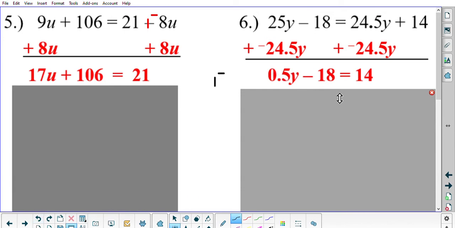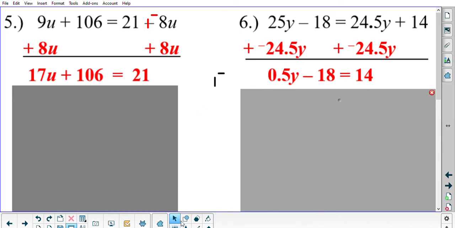All right, now that we have the variable on one side, hit pause on the video again and finish solving both number 5 and then number 6. Then hit play when you're ready to see how you did. Okay, I hope you finished solving number 5 and finished solving number 6. Let's see how you did.